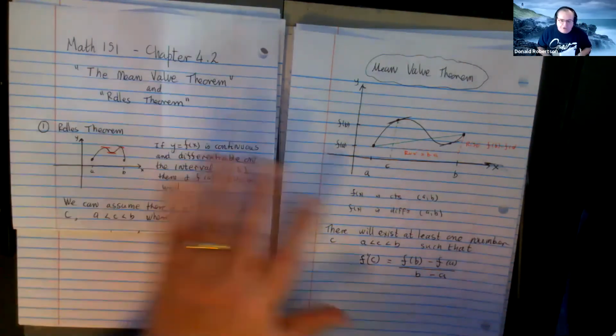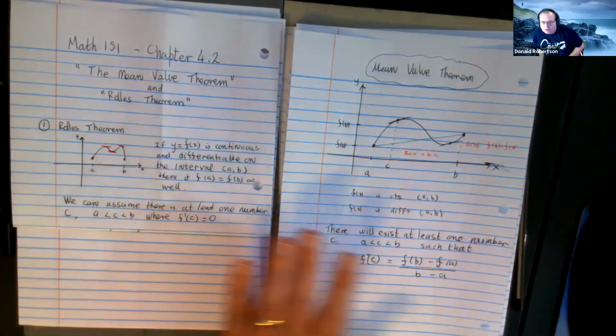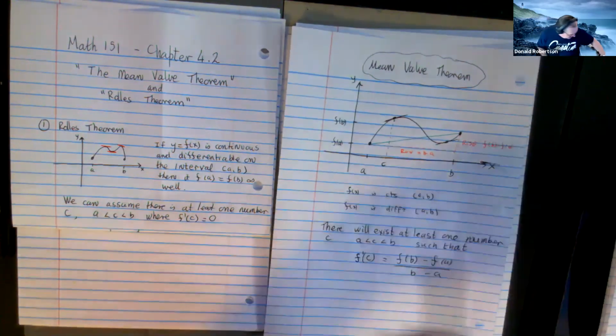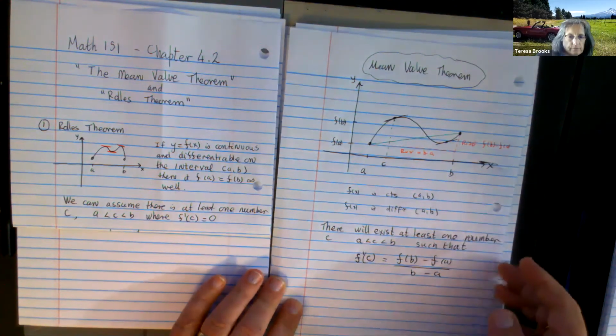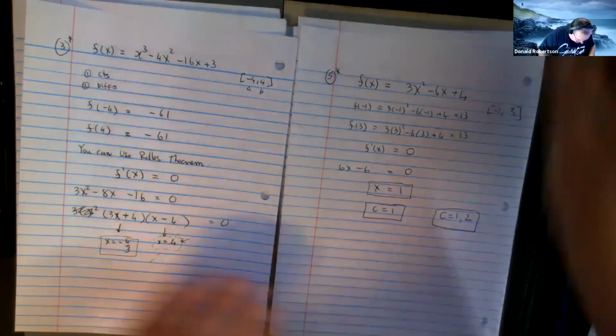Okay, these 2 pages, the one on the left is Rolle's theorem, and the one on the right is called the mean value theorem. These are the 2 theorems that are used in this section. So what we basically did is we did some examples of those questions. So here are 2, and these are similar to questions 3 and 5 in the homework.